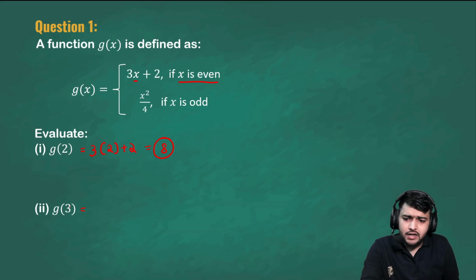In the second bit, x is 3 or the input is 3. If x is even, this is the output, but here x is odd. So this has to be the output. I simply have to replace x with 3. So 3 square upon 4 is 9 upon 4, and that's our answer.